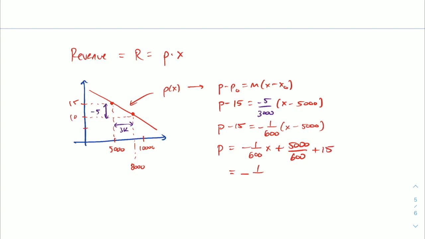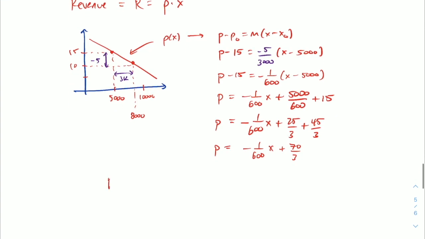And that's going to work out to be -1 over 600 X plus 25 over 3 plus 45 over 3, which is -1 over 600 X plus 70 over 3. So there's our price function. And then our revenue function, R of X, is going to be price, negative 1 over 600 X plus 70 over 3, times X, or negative 1 over 600 X squared plus 70 over 3 X.